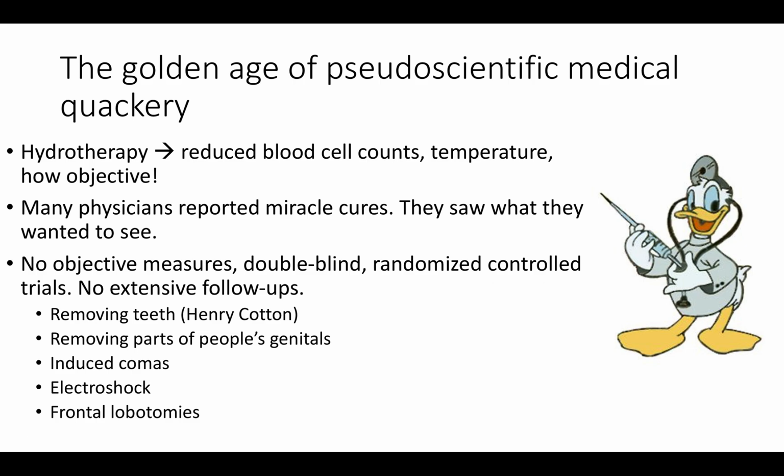That wasn't the only thing people would try to do. They would remove people's genitals, because they thought that if your genitals were overstimulated, that's what causes certain disorders. They would induce comas. They would put you into a severe coma to heal you of your mental disorder. There was electroshock. You electrocute people to the brink of death, near death. Frontal lobotomies, right? Stick this long needle up someone's nasal cavity and kind of swish it around and destroy parts of the frontal lobe of their brain.